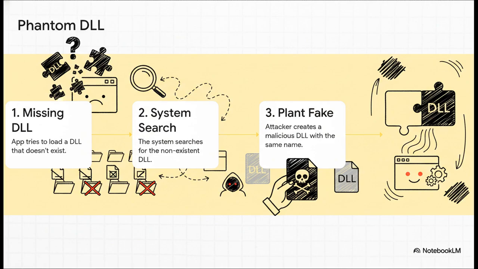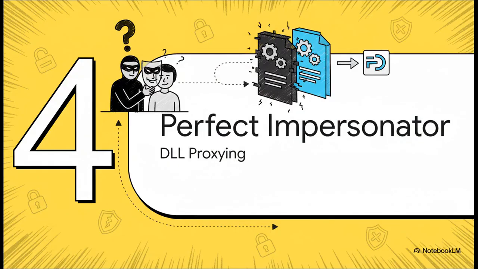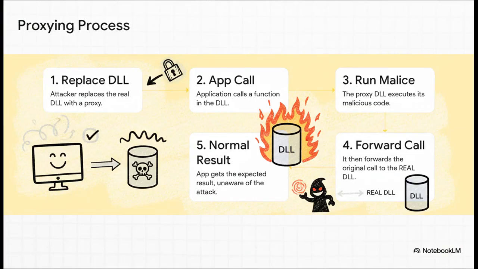And finally, we have the most sophisticated method of them all, DLL proxying. This is the perfect impersonator. The malicious DLL doesn't just replace the real one, it pretends to be it, does its dirty work, and then quietly lets the real DLL finish the job so no one gets suspicious. This technique is just incredibly stealthy. The attacker's proxy DLL intercepts the request from the application and runs its malicious code first. But here's the truly brilliant part. It then forwards the original request on to the real DLL, so the application gets the result it was expecting, the program works perfectly, and nobody is the wiser.